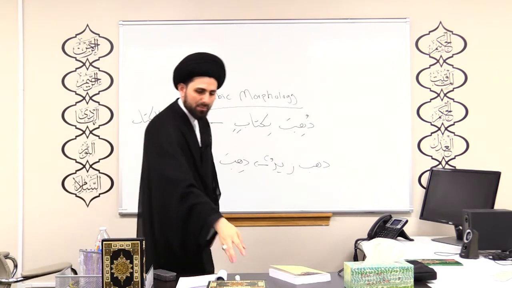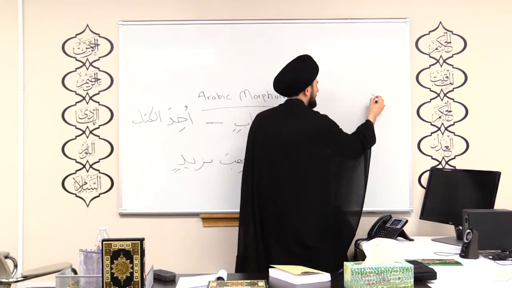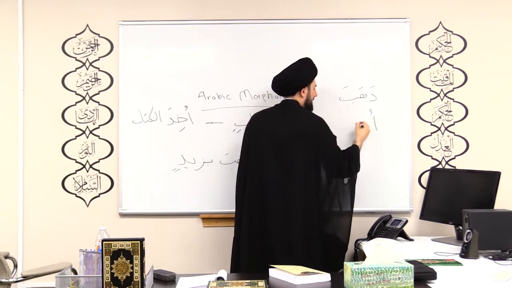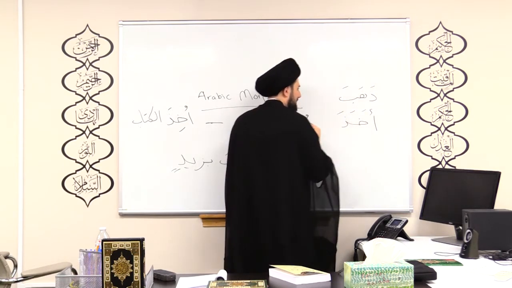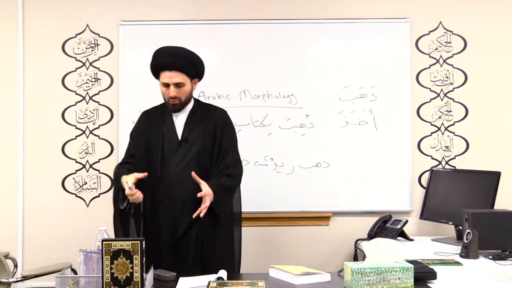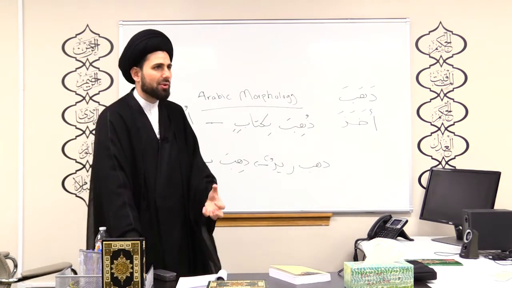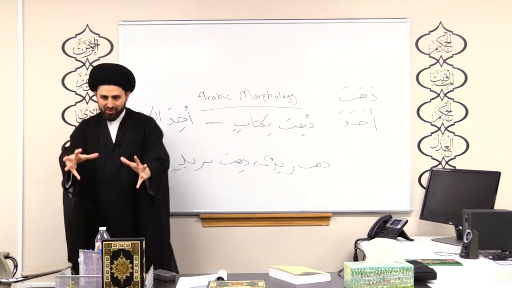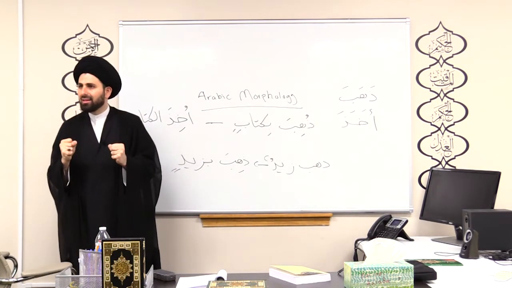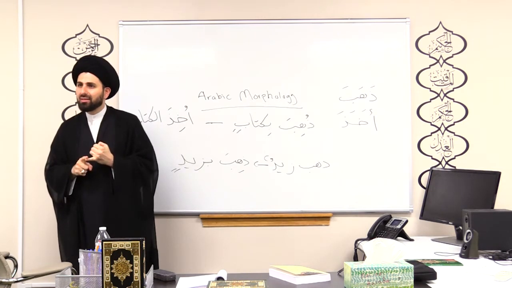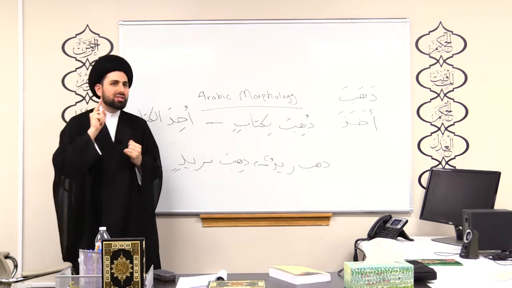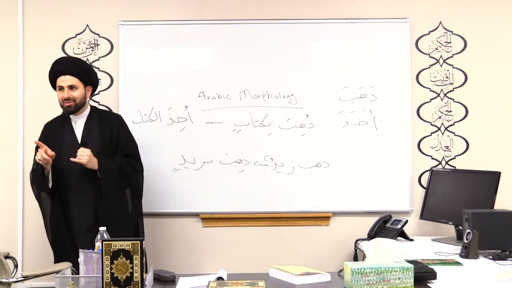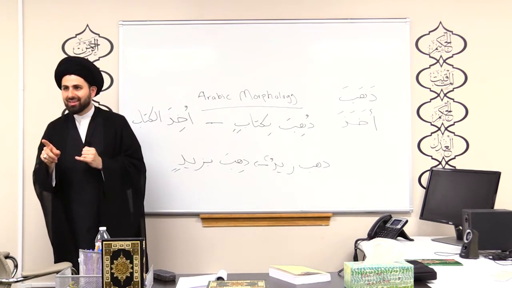We have the verb ذهب, and we have the verb أخذ. أخذ means to take, to grab something, like to grab something by your hand and take it. Is that transitive? It needs an object, or it's intransitive, it doesn't need an object? Transitive, it needs an object.